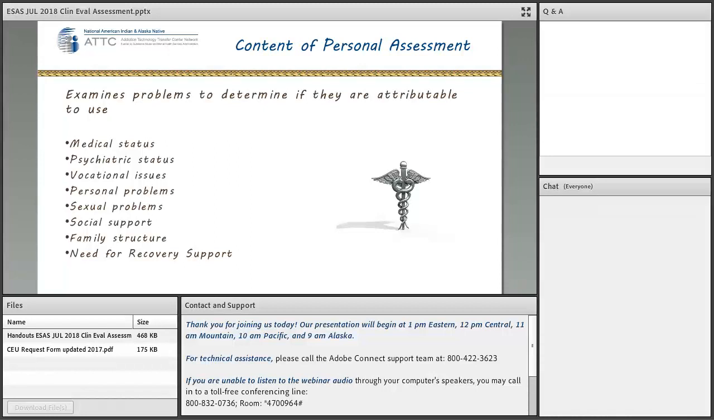Psychiatric status, looking at mental health. If they're having hallucinations or delusions, you'll want to look at whether these occurred before the use or only when they're using. Then vocational issues, personal problems, sexual problems, social support, family structure, and need for recovery support.